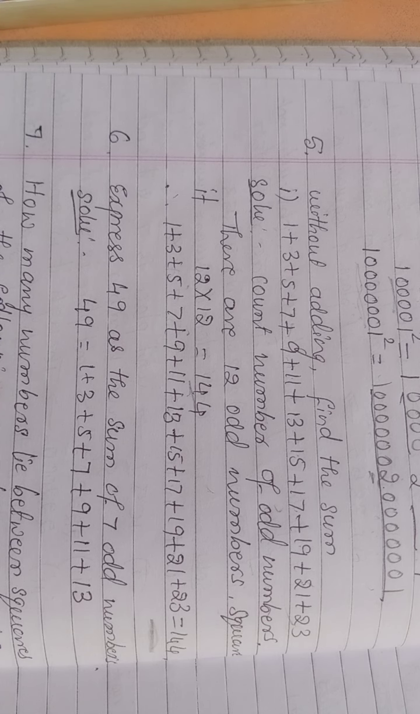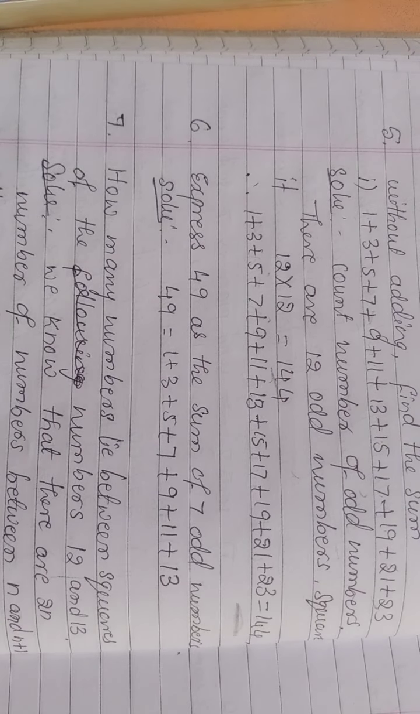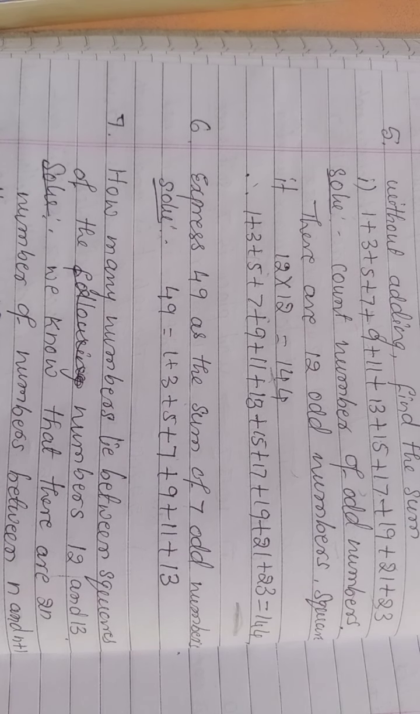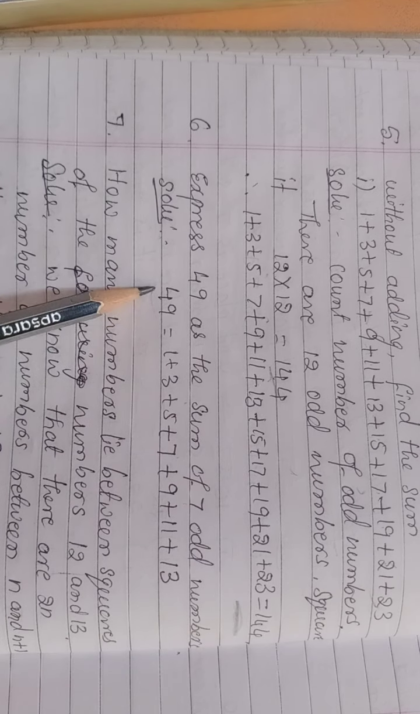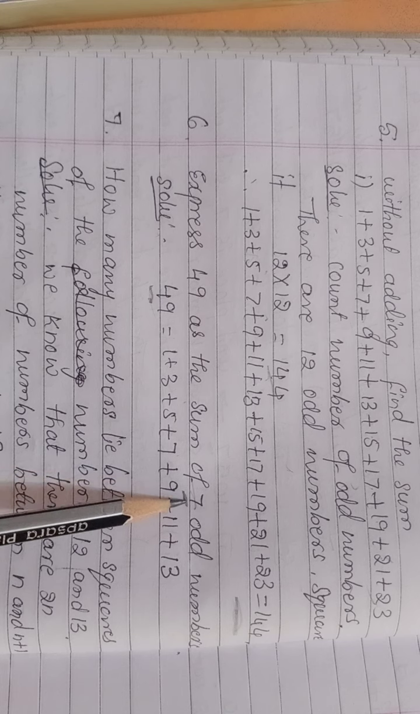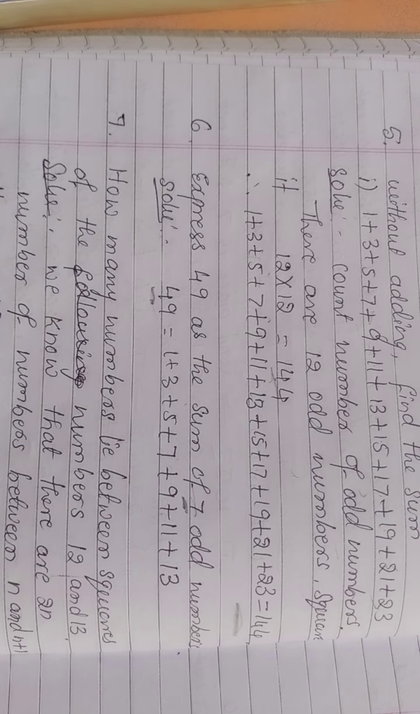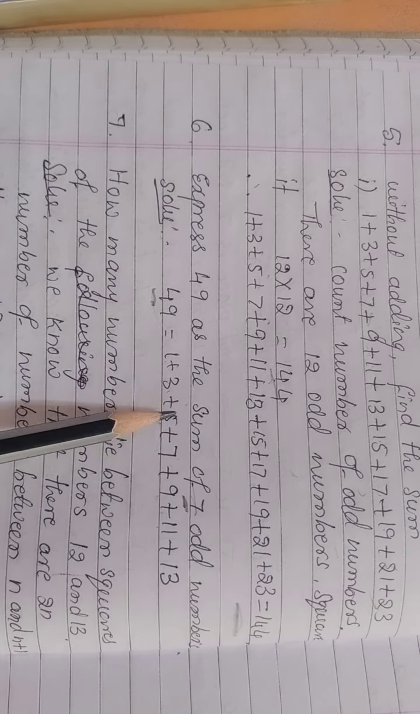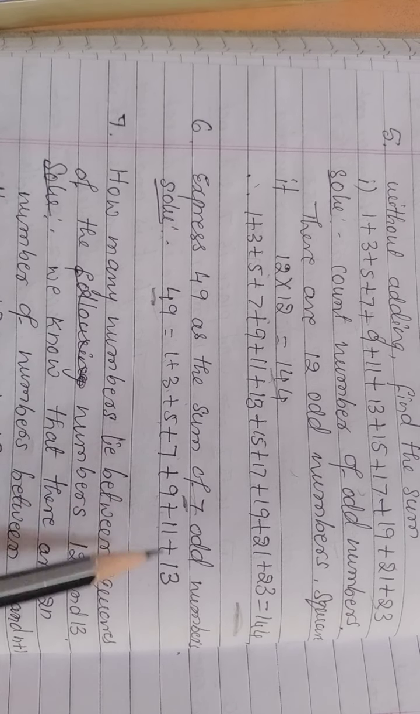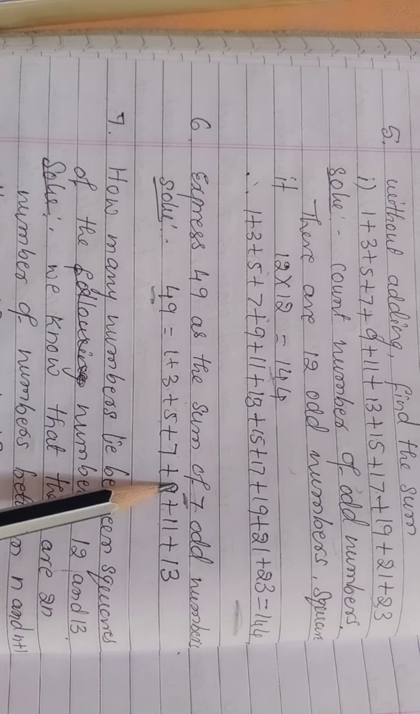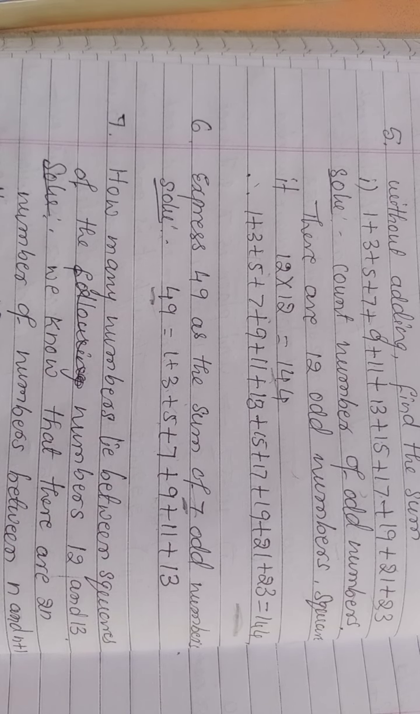Okay. Now, the reverse: they have given one more problem. Express 49 as the sum of 7 odd numbers. Reverse. They have given the sum and you have to express it. So, the sum of how many odd numbers do you have to take? 7. Just write down 7 odd numbers: 1, 3, 5, 7, 9, 11, 13. Add plus between them. Check how many numbers are there: 1, 2, 3, 4, 5, 6, 7. Add it, you will be getting 49 only, children.